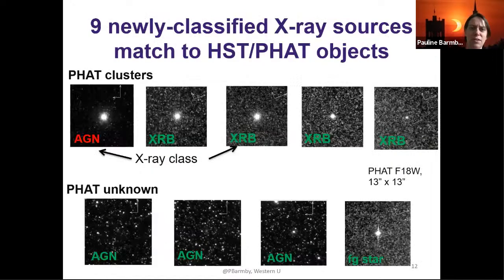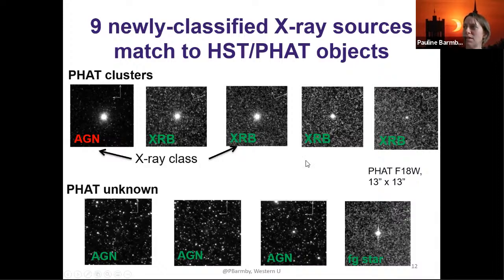So if we then say, okay, how did we do? What does this classification have to do with the real universe? We found that 9 of our objects matched to objects that were found in the HST FAT observations. So what I'm showing here are the X-ray classes in the colored boxes at the bottom here. This is the HST picture here.